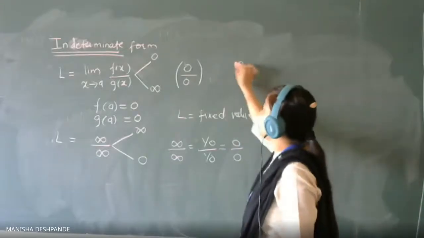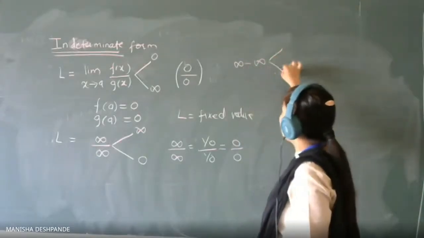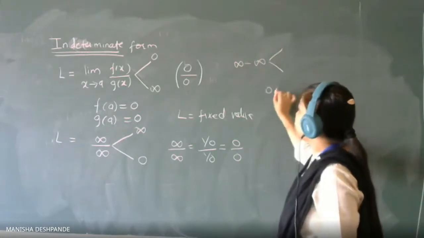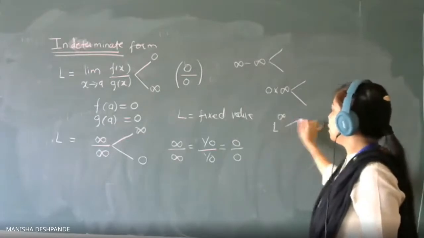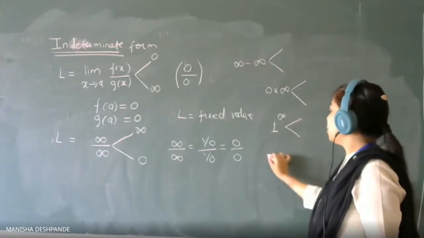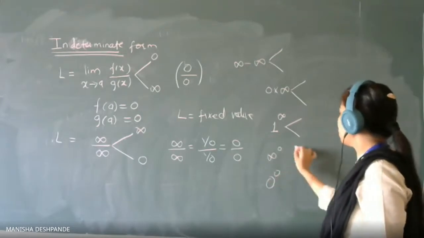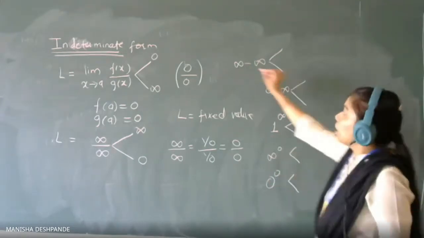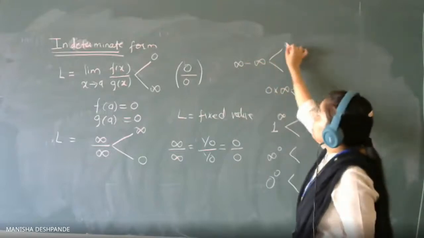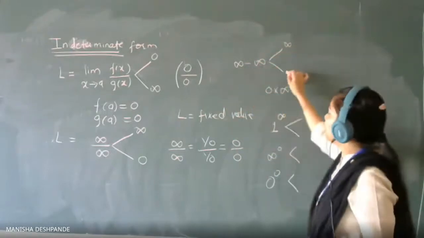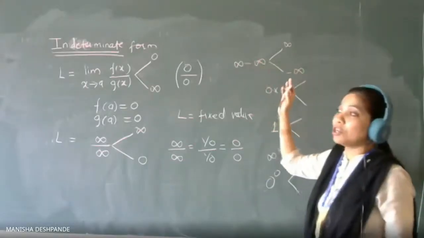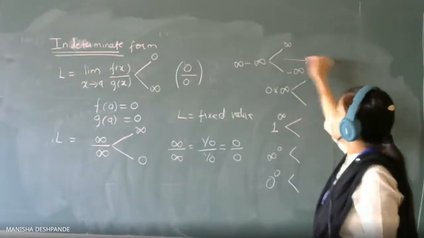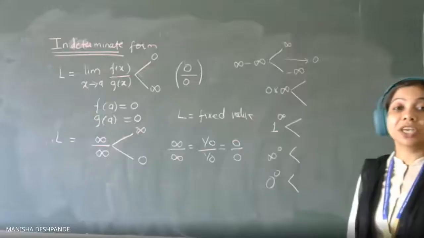The others are infinity minus infinity. This is one. So what different answers will it be taking? Infinity minus anything is infinity. Anything minus infinity is minus infinity. And if you are thinking that both of them are very large numbers, then the answer can be 0 also. So it is taking three different values.